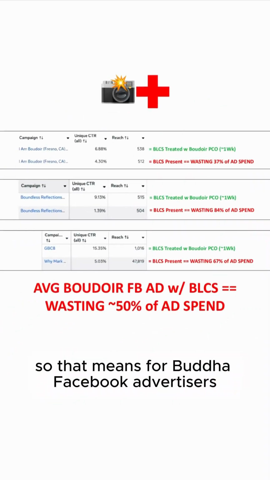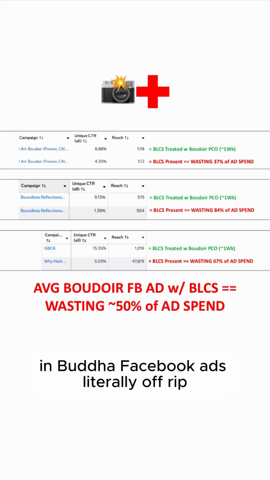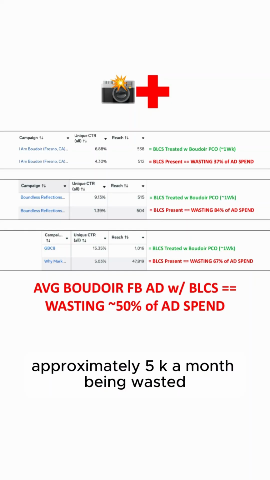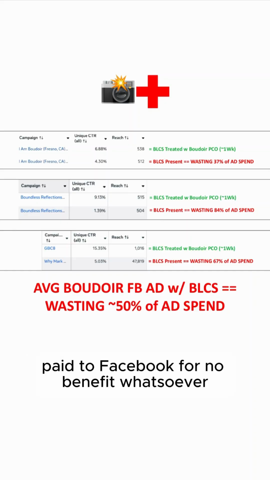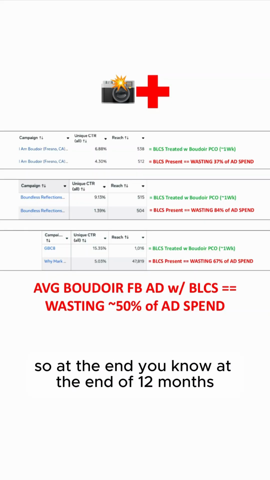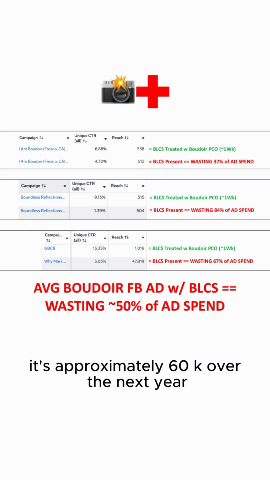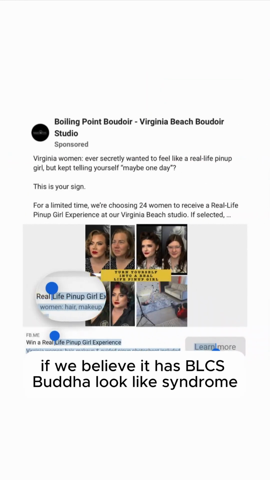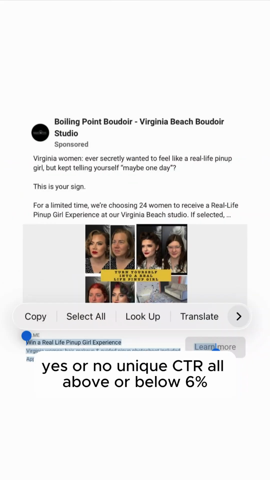So that means for boudoir Facebook advertisers spending more than 10 grand a month in boudoir Facebook ads, literally off the rip, approximately 5K a month is being wasted, paid to Facebook for no benefit whatsoever. And that's every single month. So at the end of 12 months, it's approximately 60K over the next year. Now we're going to diagnose this, see if we believe it has BLCS, boudoir low click syndrome, yes or no. Unique CTR all above or below 6%.